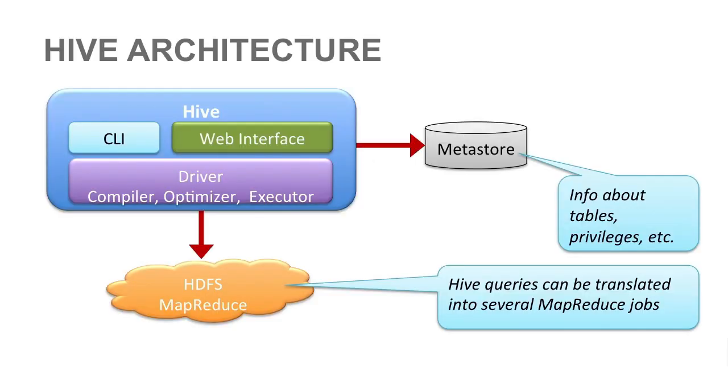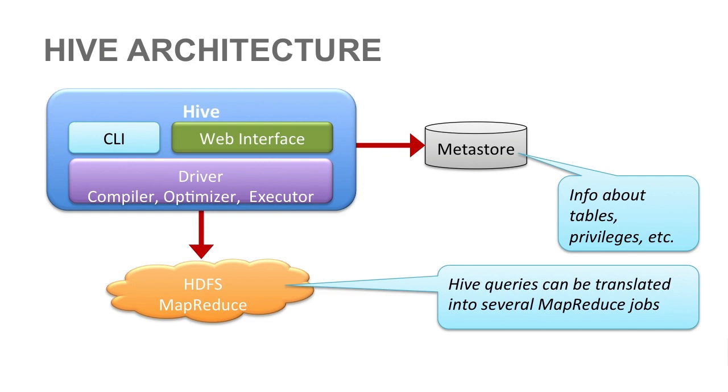In this section, we will explore the Hive architecture. Hive architecture consists of several pieces. First, we have the Hive itself that consists of a couple of areas. It has the command line interpreter, it has the web interface, and then the most important part is the driver. The driver includes the compiler, the optimizer, and the executor.